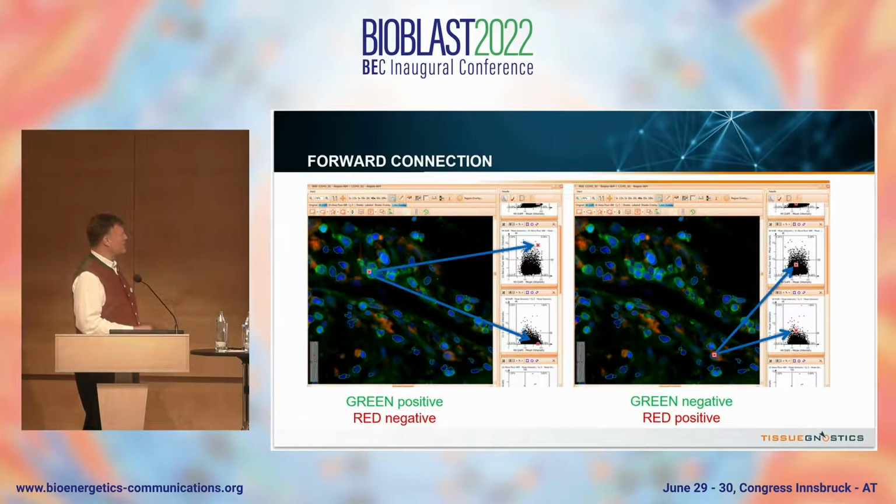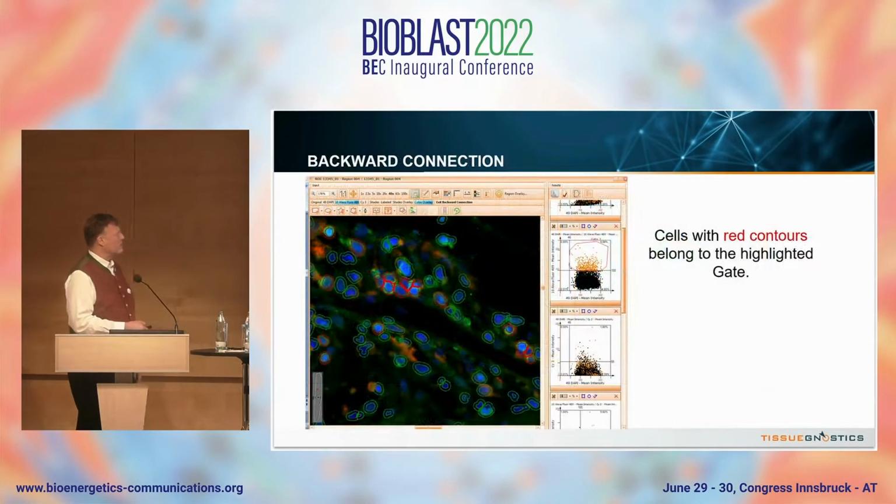One of the features that our clients appreciate most is the ability to track back and forth individual cells between the virtual slide and data space. So you click on a cell and it starts blinking in the scattergram, and so you know exactly where this cell is located. This we call the forward connection from image to data.